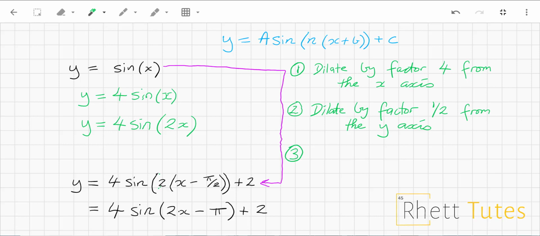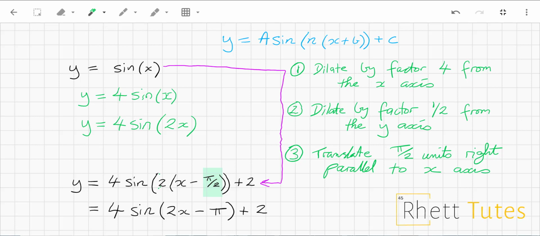Okay, so now I'm up to my horizontal translation. So in order to get this equation down here in black, I want to translate it by pi over 2 units to the right. Translate pi over 2 units right. And then we say parallel to the x-axis, so it just makes it really clear.